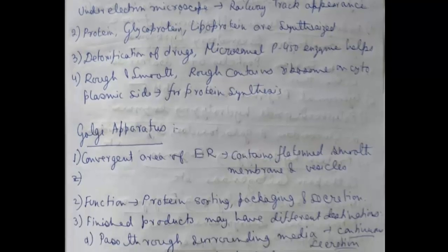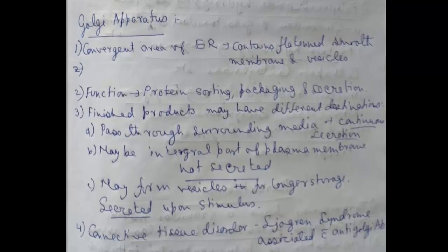Next one is Golgi apparatus. It is the convergent area of endoplasmic reticulum. It contains flattened smooth membranes and vesicles. Its function is protein sorting, packaging and secretion. Now after these steps occur, finished products may have different fates. It may pass into the surrounding media, resulting in a continuous secretion.